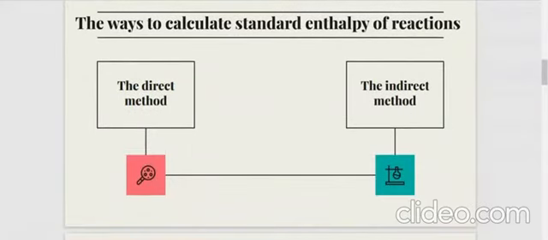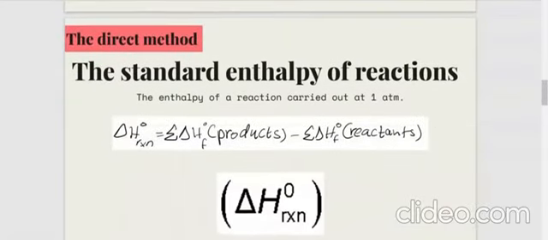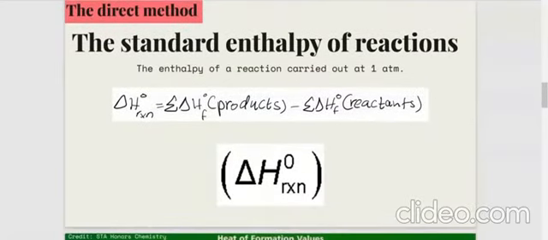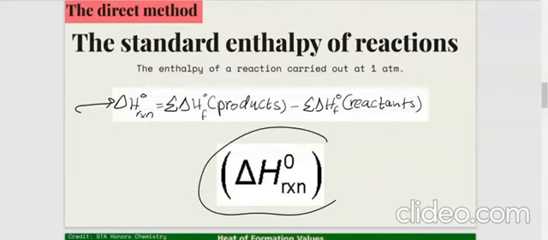To calculate the standard enthalpy of reactions, we have two ways: the direct method and the indirect method. We will start with the direct method. The standard enthalpy of reactions means the enthalpy of a reaction carried out at 1 atm. Here is the equation, and it is translated to: the standard enthalpy change of reactions is equal to the sum of the standard enthalpies of formation of the products minus the sum of the standard enthalpies of formation of the reactants, and it looks like this.